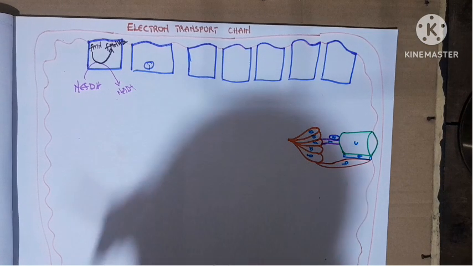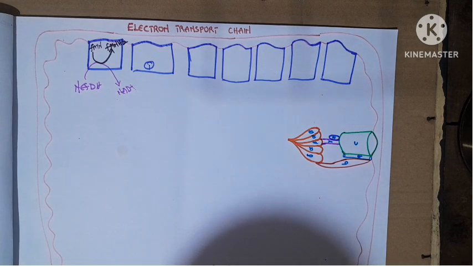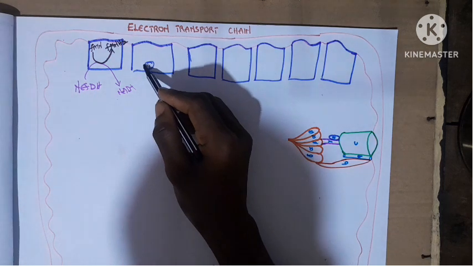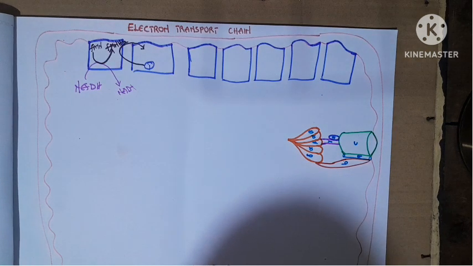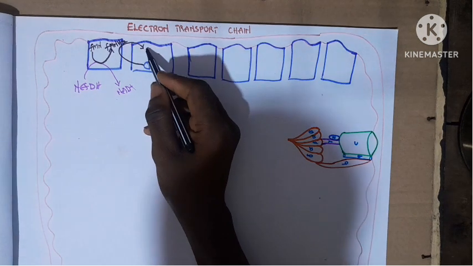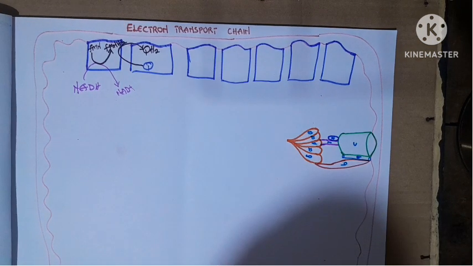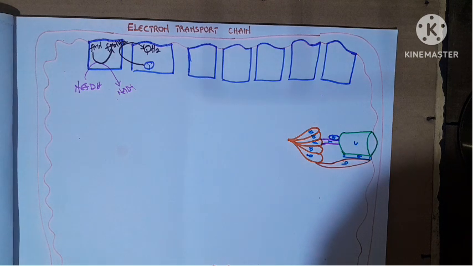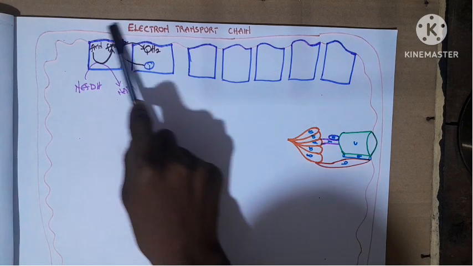So this is the coenzyme Q here. What this coenzyme Q is going to do is pick up the electrons from the flavin mononucleotide, and it's going to get converted to QH2. And when this happens, the flavin mononucleotide will go back to its normal state, that is, flavin mononucleotide without electrons. So this is complex 1.